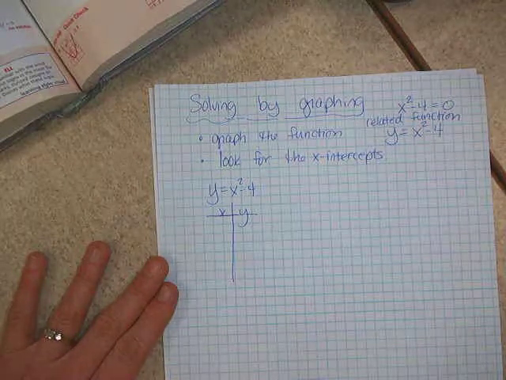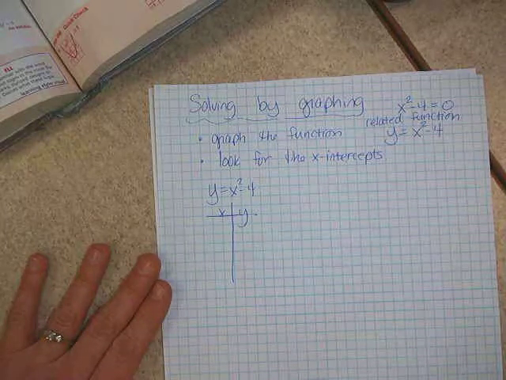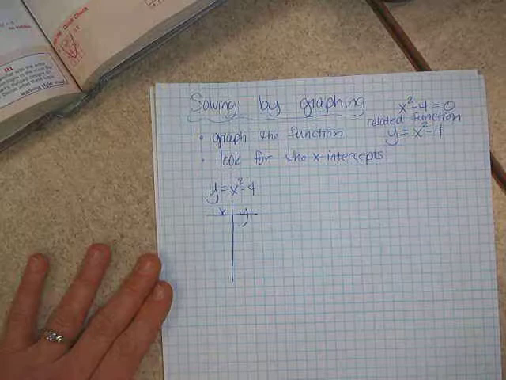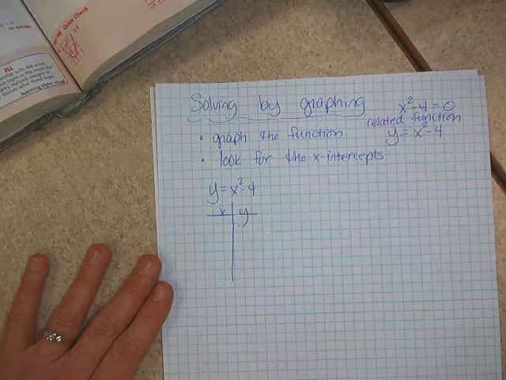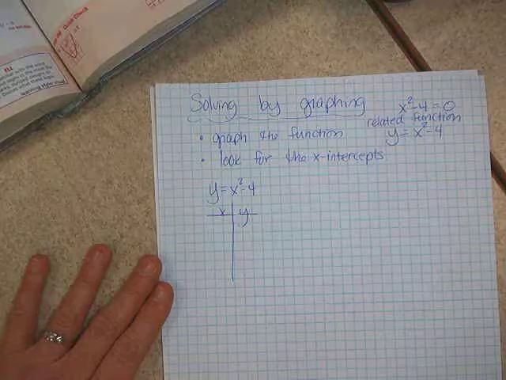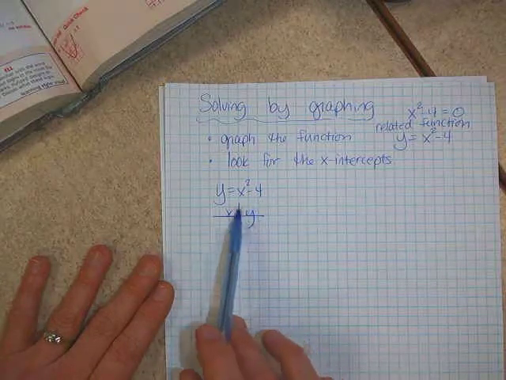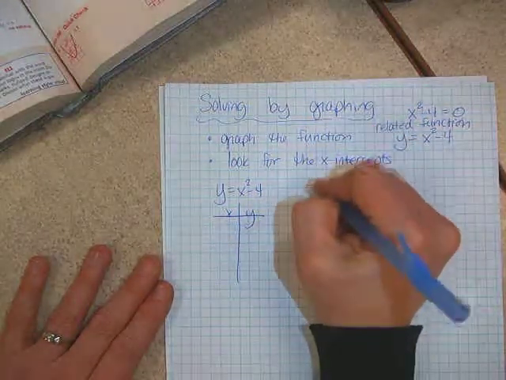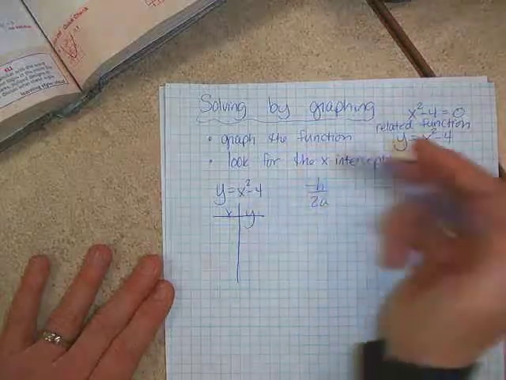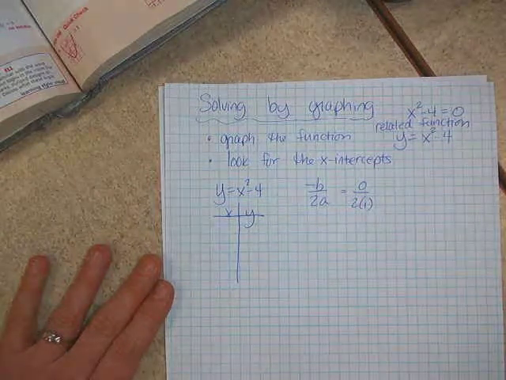So if we're graphing y equals x squared minus 4, okay, this should be a quick one, and like I said, I wouldn't graph them if they're not quick because there are other methods. What do we know just by looking at this function? Can I pick out the vertex from this? What is the vertex? Zero, -4, right?